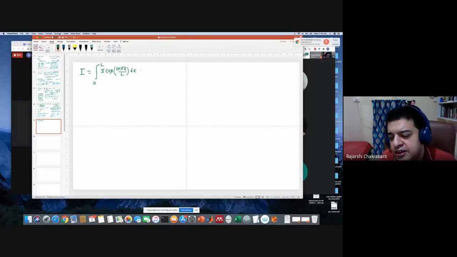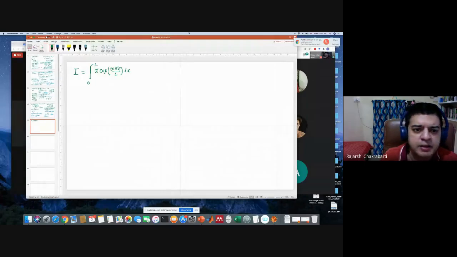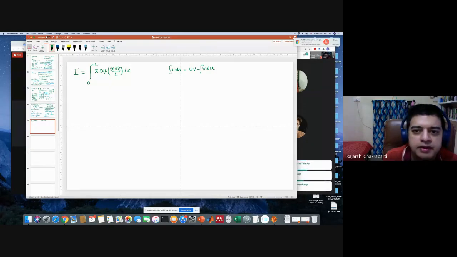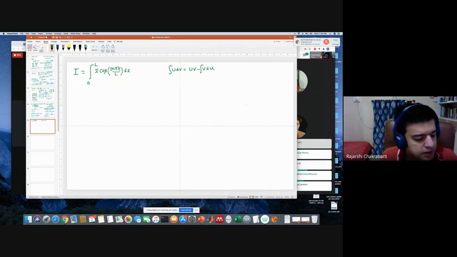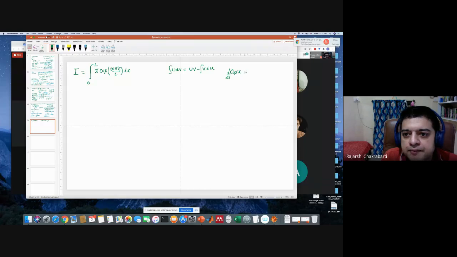How do you evaluate this integral? There is a technique. Can anyone tell me what is this technique? Yes, integration by parts. Recalling your class 11, 12, I don't know where you learned, integration by parts is integral u dv equals u v minus integral v du. Remember this? How many of you remember? And for example, if I differentiate cos x, what is the answer? Minus sin x. This is going to be very useful here.